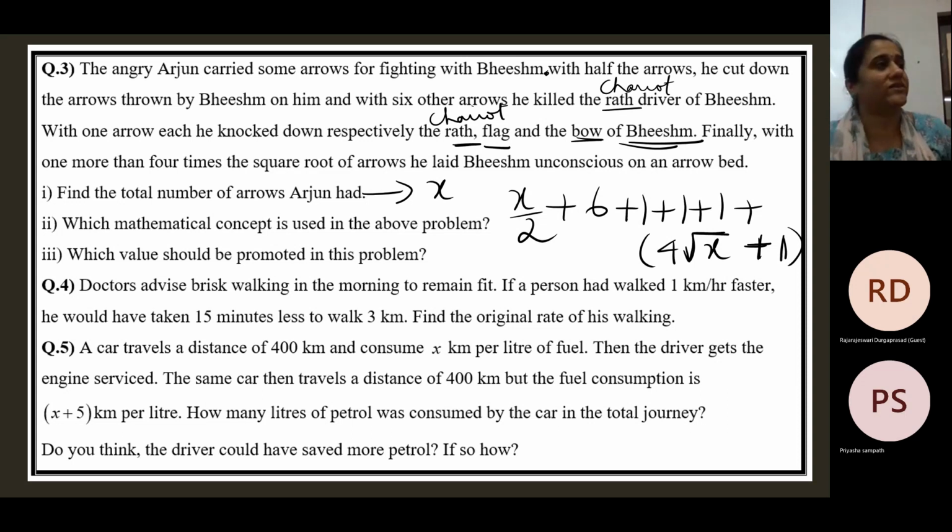So all this equals X. The total of all these: X by 2 plus 9, plus 1 more, so plus 10. X by 2 plus 10 plus 4 root X is equal to X. The total number of arrows, yes or no? All this is equal to X.